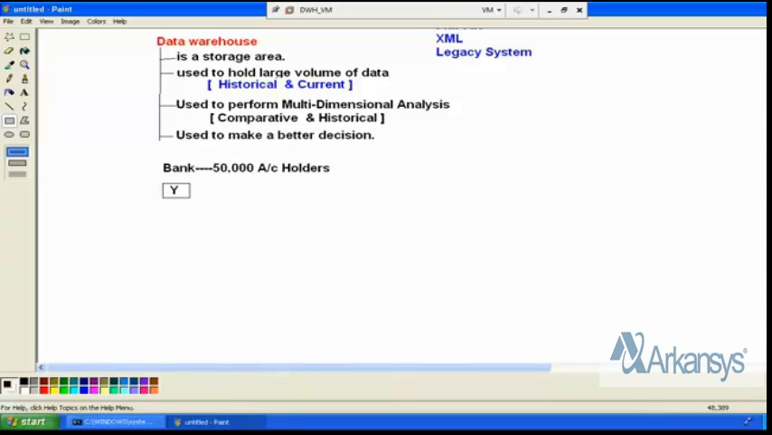Where we can expect good profit. Okay. Good.